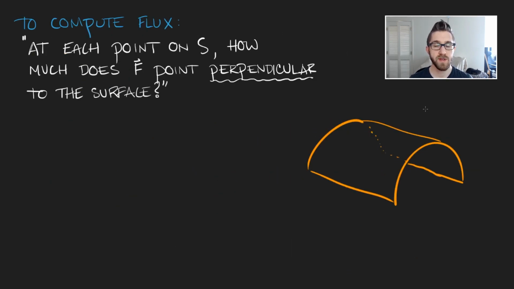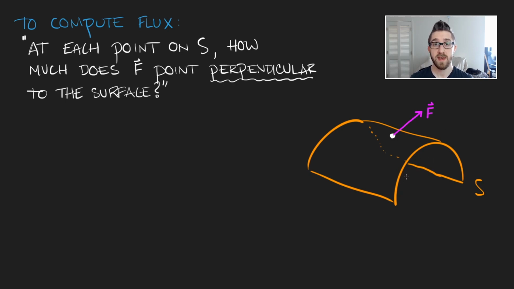So to break down the computation for flux, let's suppose that this picture on the right is a piece of our surface, which we're going to call S, and we're looking at this point. The question that we want to ask is, at this point, how much does the vector field f point perpendicular to the surface? So let's say that f looks like this. Remember, f is a 3D vector field, so at every point we have a three-dimensional vector.